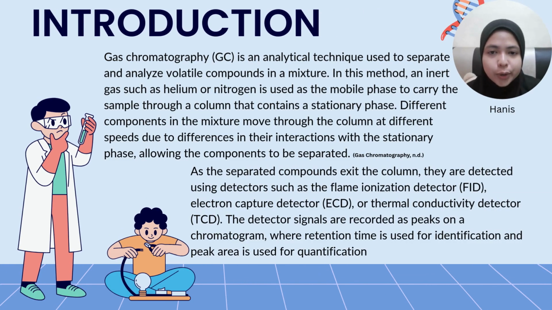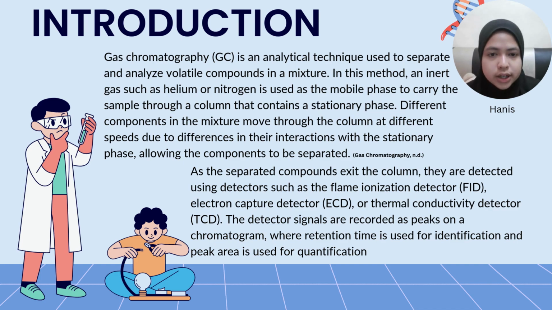Introduction. Gas chromatography (GC) is an analytical technique used to separate and analyze volatile compounds in a mixture. In this method, an inert gas such as helium or nitrogen is used as a mobile phase to carry the sample through a column that contains a stationary phase. Different components in the mixture move through the column at different speeds due to differences in their interaction with the stationary phase, allowing the components to be separated.